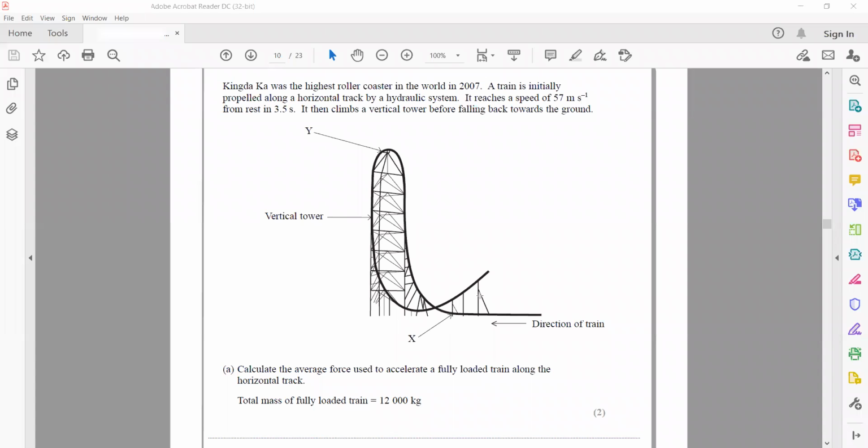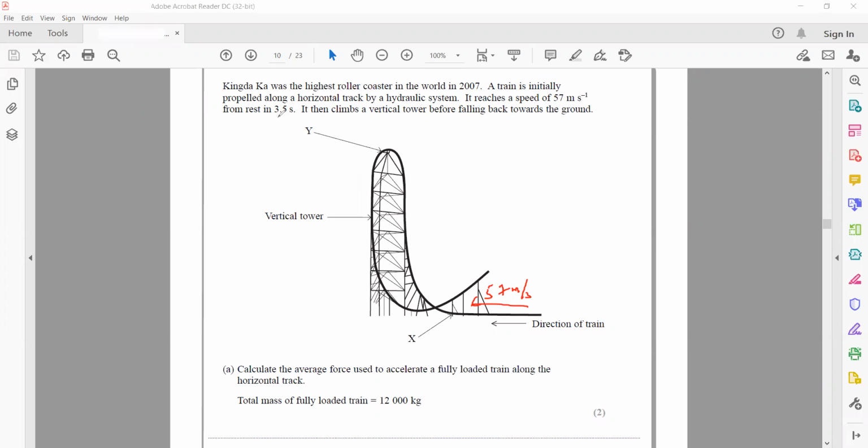So in this session, we will discuss the structure questions related to the topic circular motion. Kingda Ka was the highest roller coaster in the world in 2007. A train is initially propelled along a horizontal track by using a hydraulic system, and it reaches a speed of 57 meters per second.